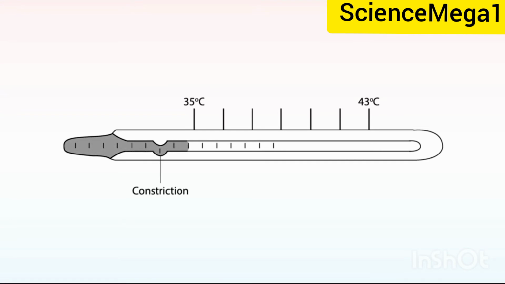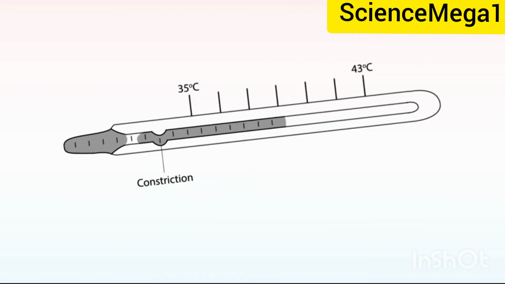The mercury in expanding forces its way through the constriction to reach the maximum position. When the thermometer is removed from position, the mercury cools, contracts, and breaks at the constriction, leaving a column of mercury in the capillary. To reset the thermometer, the isolated mercury column is shaken back towards the bulb.